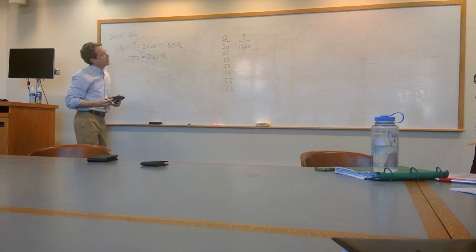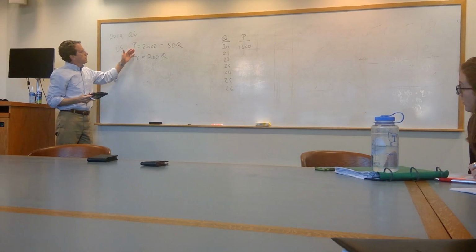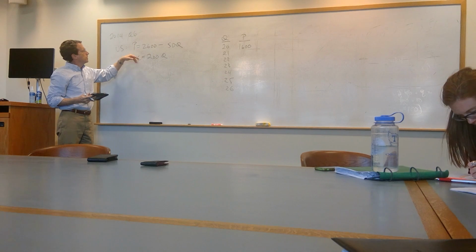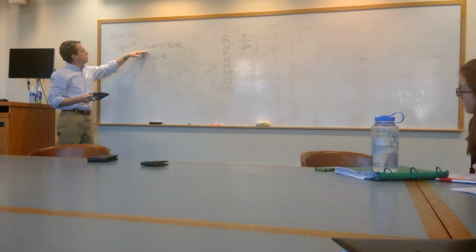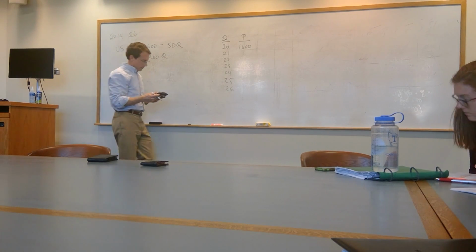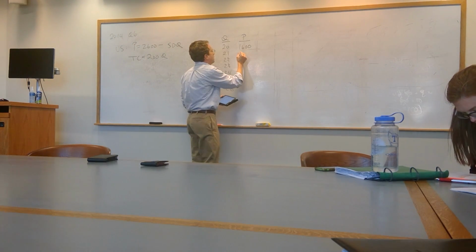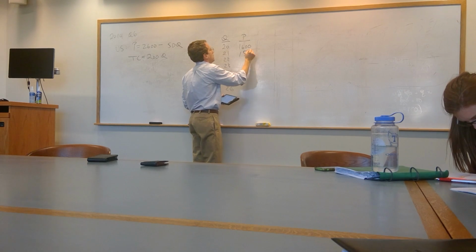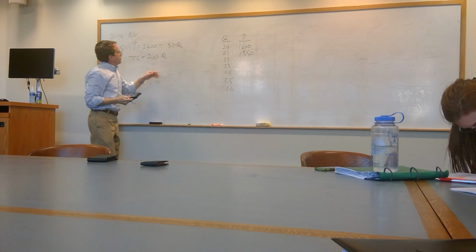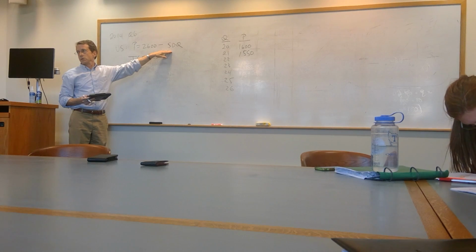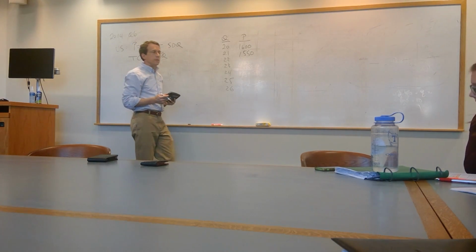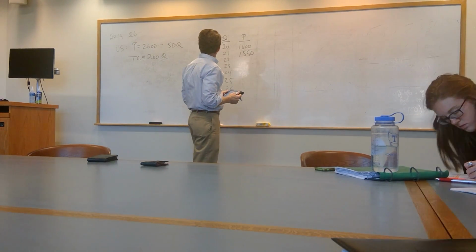So you could just start out tackling this problem by starting at the top of the table and putting in 20 for Q, and you get 1,600. And then if you put in 21, it's going to be $50 less because the slope is 50.